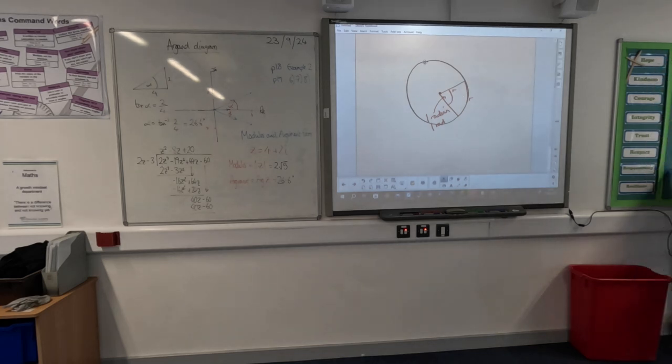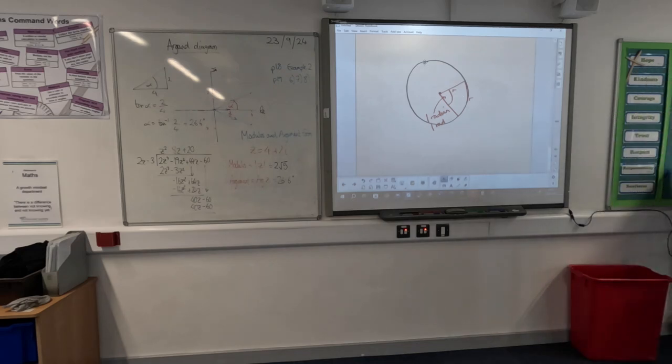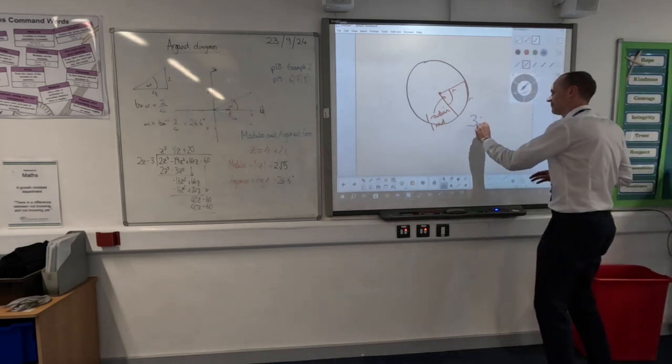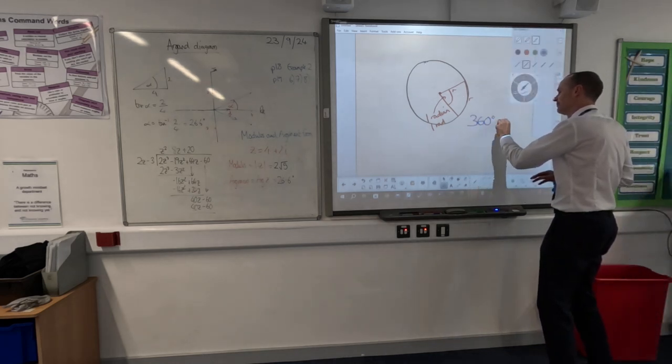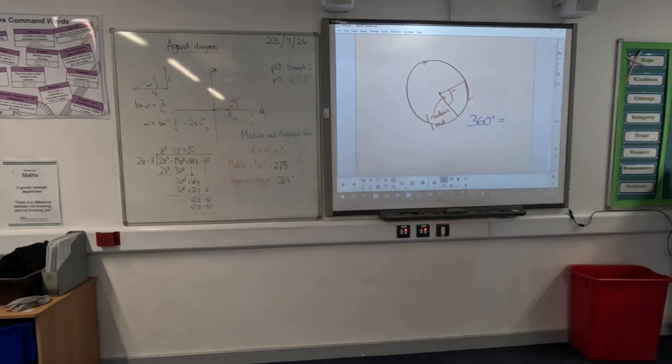Anyway, my first question to you is: how many radians in a full circle? We know it's 360 degrees, but how many radii would it take to fit around the outside of the circle? Between 4 and 6. Think about it, it's not equal to the diameter. How many is it, Ethan? 2 pi. It is, yeah.